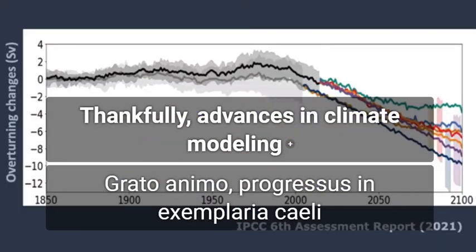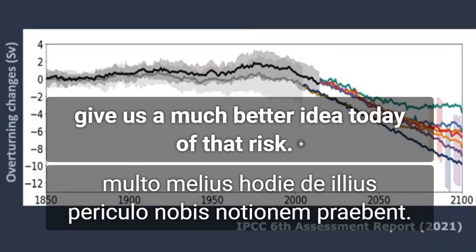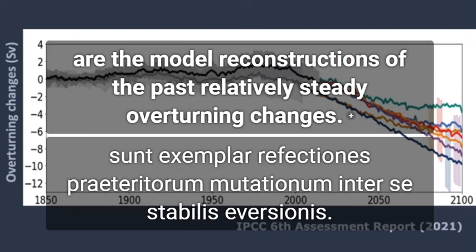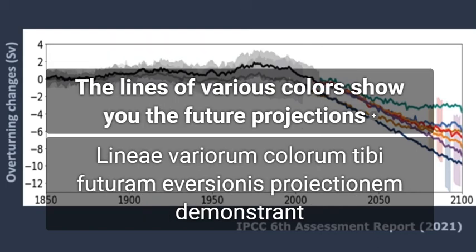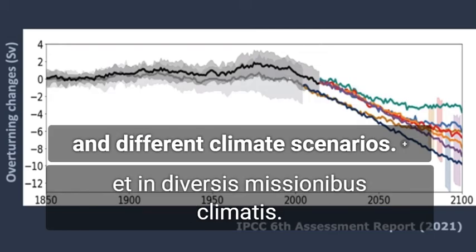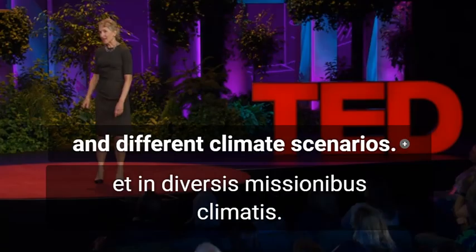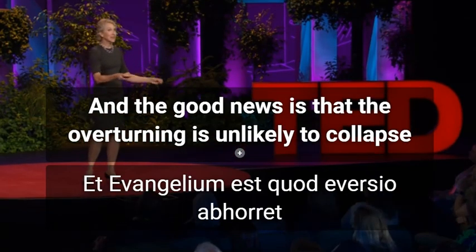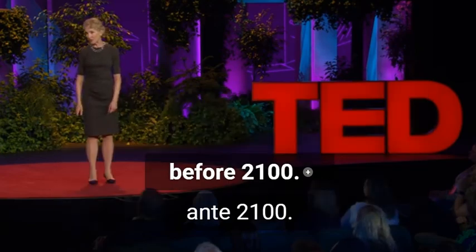Thankfully, advances in climate modeling give us a much better idea today of that risk. The black and gray lines that you see on this graph are the model reconstructions of the past relatively steady overturning changes. The lines of various colors show you the future projections of the overturning based on different climate models and different climate scenarios. I'm going to start with the good news, and the good news is that the overturning is unlikely to collapse before 2100.